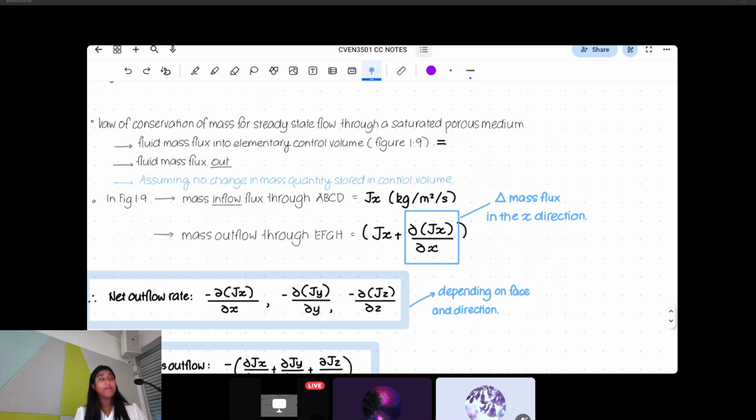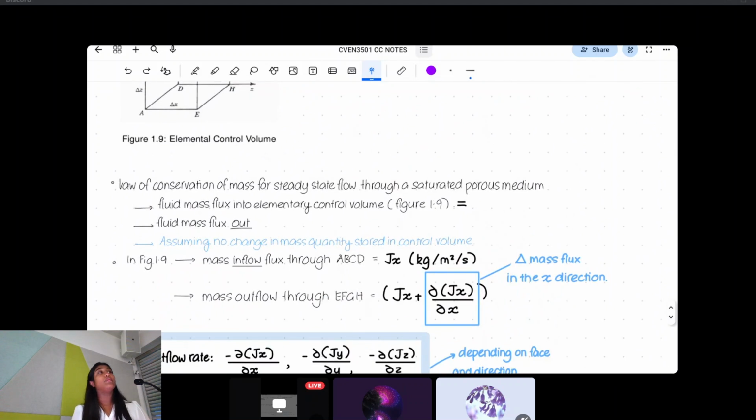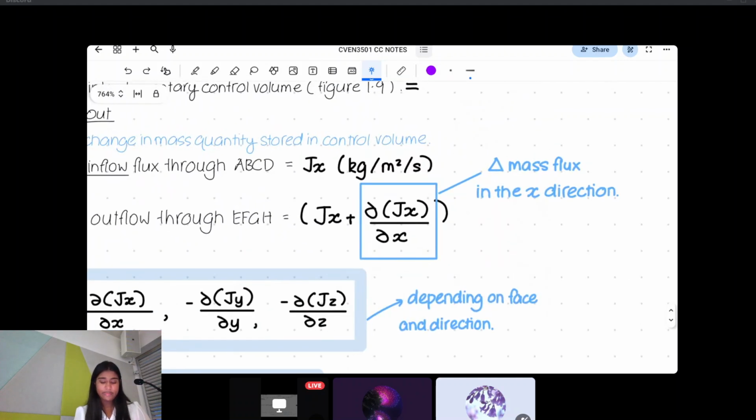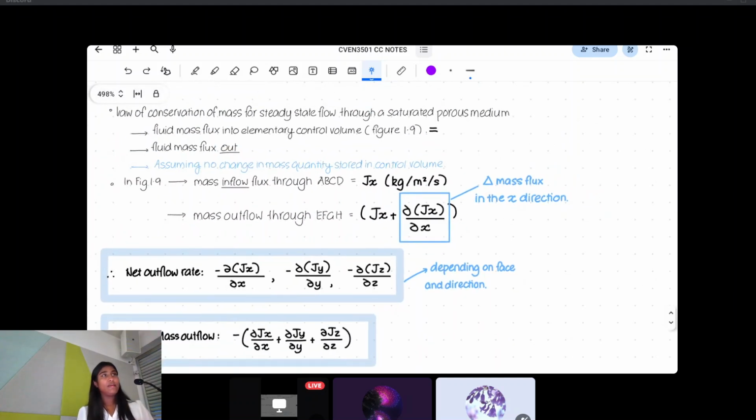But that might not always be the case. Like I said, it might not always be saturated and it won't always be steady state flow. So we need part of the equation to account for that, and that's this here, right? So that's any change in mass flux in the x direction. Have we got that so far? Okay.